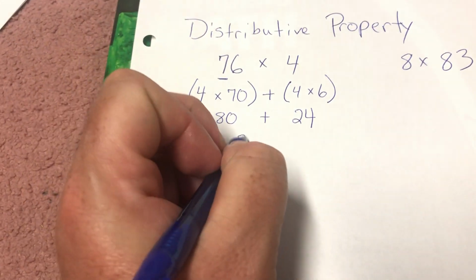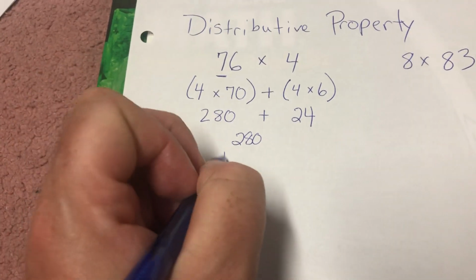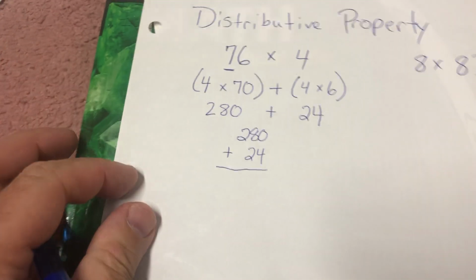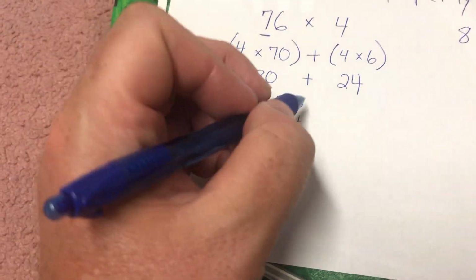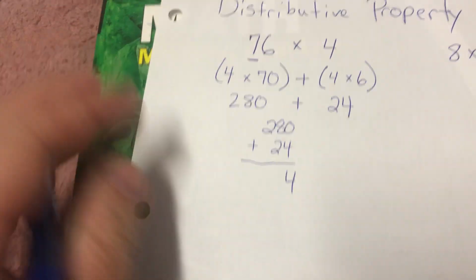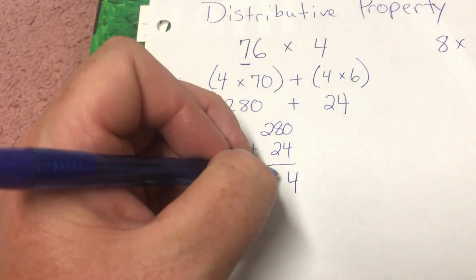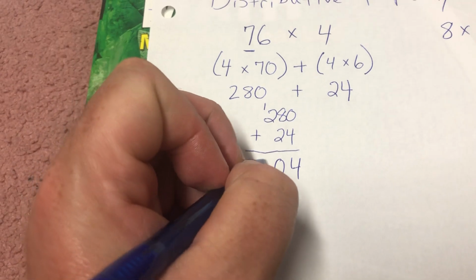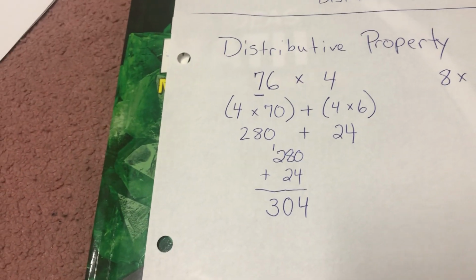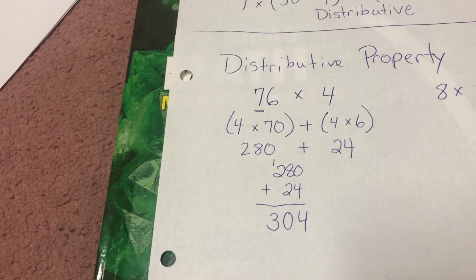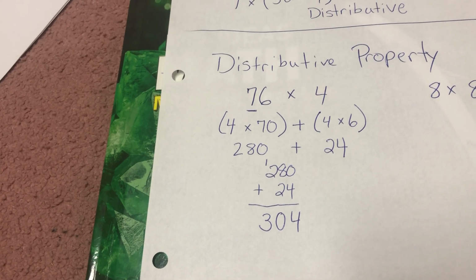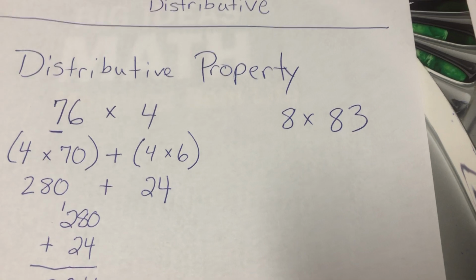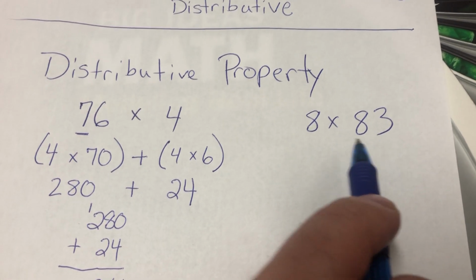Okay, then some of you might be able to add that with mental math, but go ahead and do some scratch work if you're not sure. 0 plus 4 is 4. 8 plus 2 is 10. Put the 0 down, carry the 1. 1 plus 2 is 3. And I get 304.